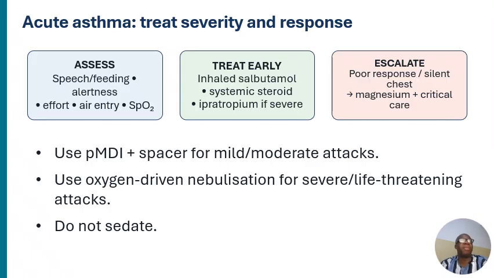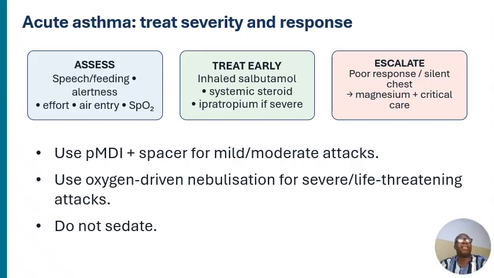In acute asthma, assess what the child can say or drink, the level of alertness, respiratory rate, accessory muscle use, air entry, oxygen saturation, and peak flow, okay, if age and condition permit. A child who cannot speak, is exhausted, has poor air entry, or a silent chest has a life-threatening attack.